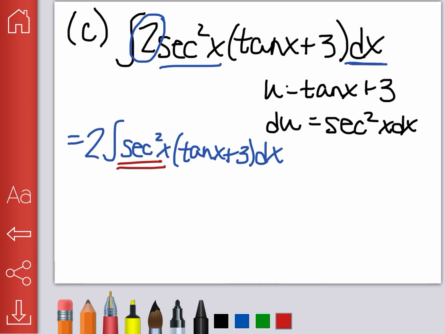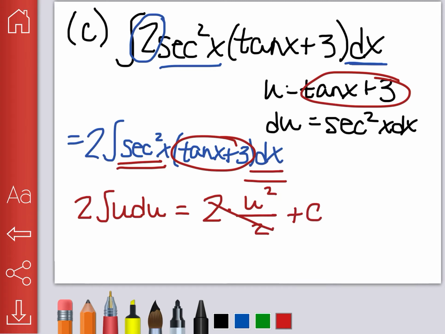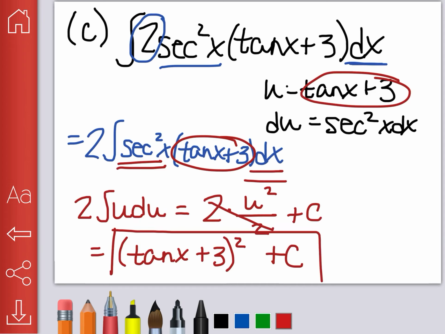So now I'm good to substitute. I'm going to substitute du for my secant squared x dx. And I'm going to substitute u for my tangent x plus 3. So I have 2 times the integral of u du, which is 2 times u squared over 2 plus c, which is tangent x plus 3 quantity squared plus c.